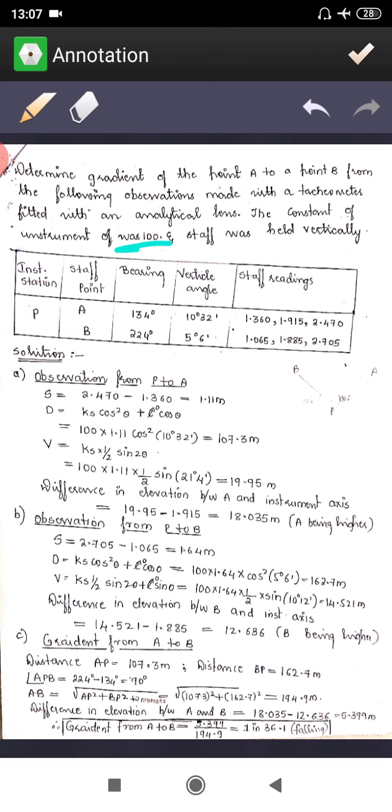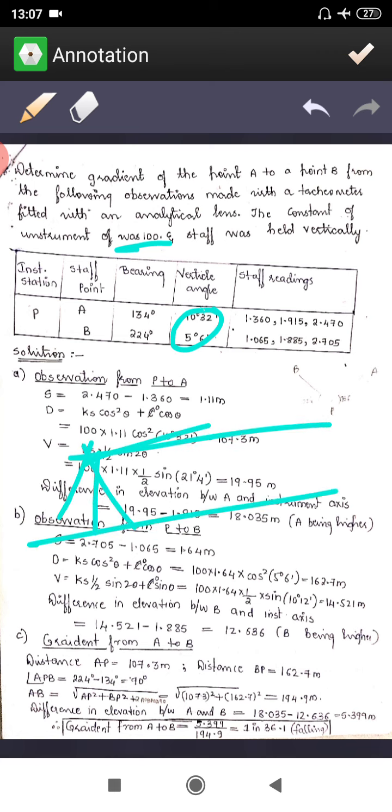So we see that because we are having two vertical angles, 10 degrees 32 minutes. If the vertical angle is 0, means you will have an exact line of sight like this, exact line of collimation.